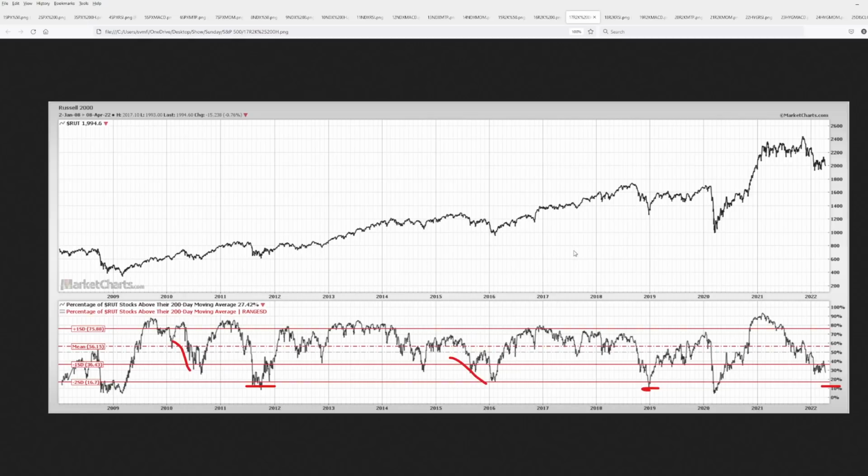Let's zoom out to the bigger picture. And this doesn't really give us a lot of insight, but historically it does indicate that we should actually see the percentage of Russell 2000 stocks above their 200-day moving average perhaps get below 20% if it cannot hold at this level. And that would be, again, very bearish for the overall stock market.